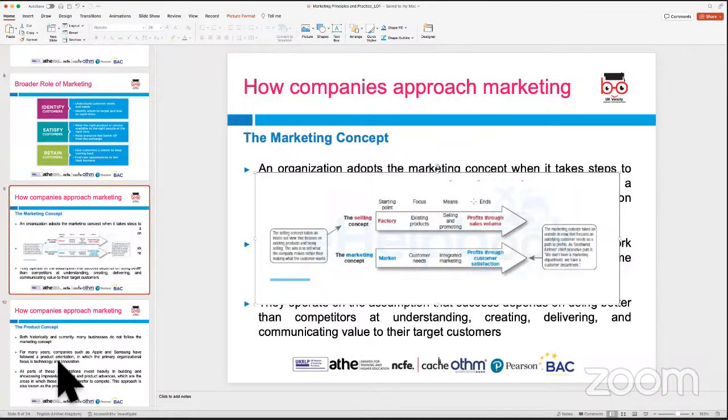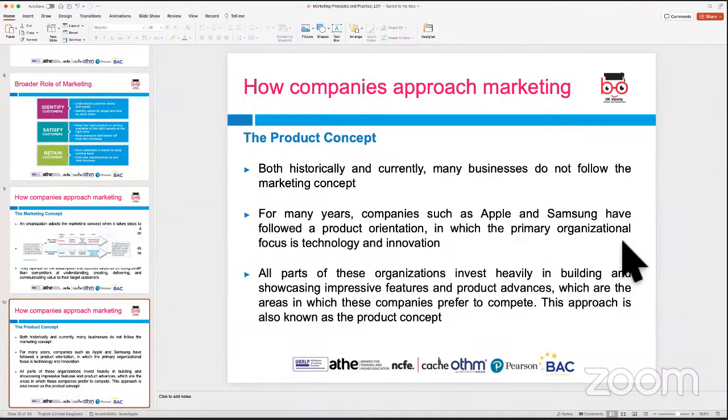Now, the second thing that we look at when we look at approaches is the product concept. The product concept emphasizes that buyers prioritize product quality, features, and benefits.